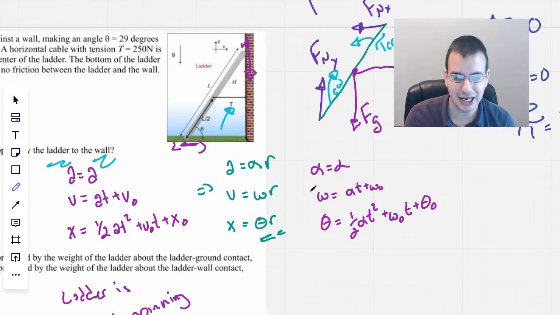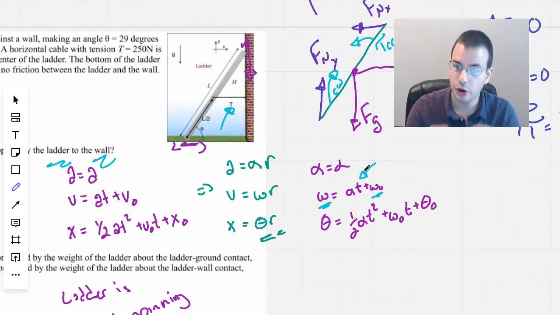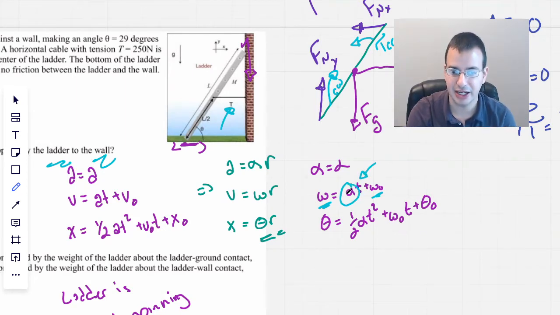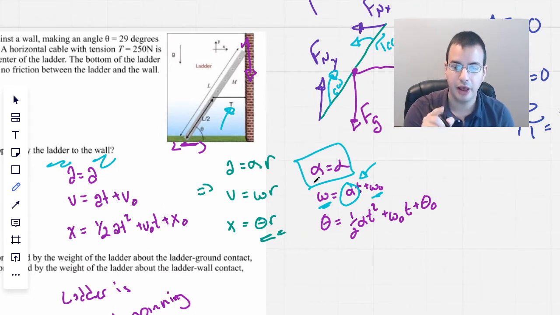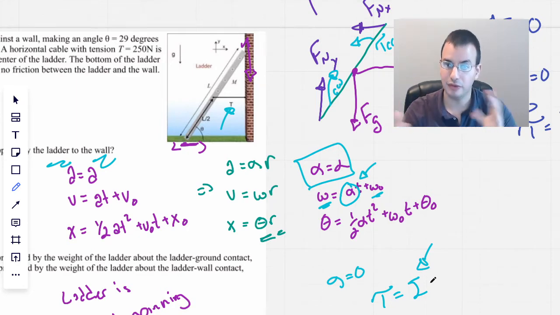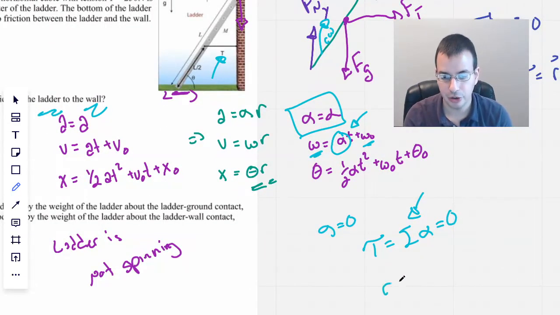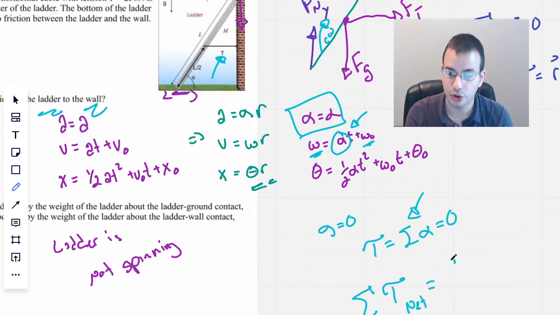We know that the ladder is not spinning, so we know it doesn't start spinning. We know it never spins. We know that time can go on forever, so that's not going to be 0, which implies that this alpha is 0. We have alpha up here, which we know then has to be 0. So the angular acceleration, how much faster it's spinning, is 0. Therefore, the torque, which is the moment of inertia, basically an angular equivalent of mass, times alpha equals 0, because alpha equals 0. So total torque, the net torque, the sum of all torques, equals 0.